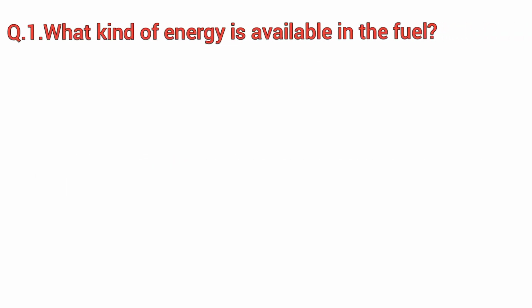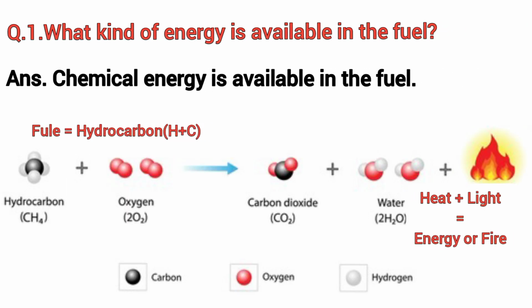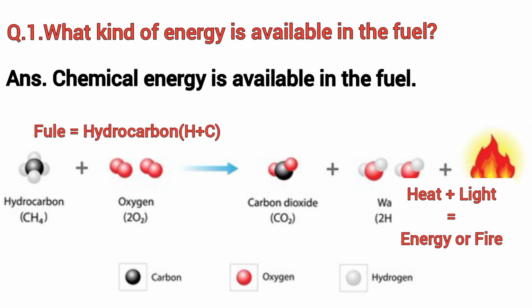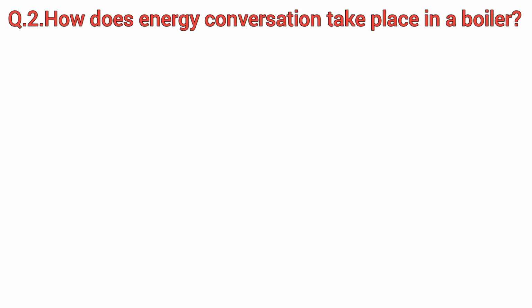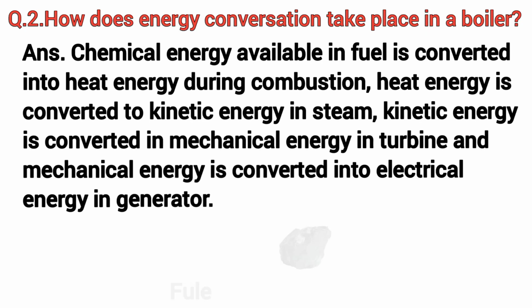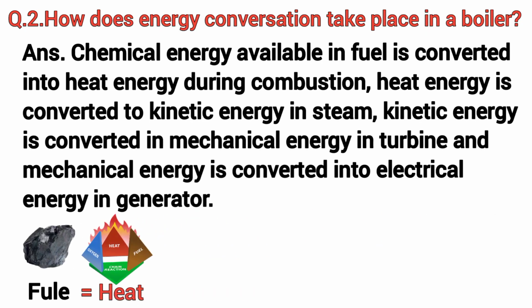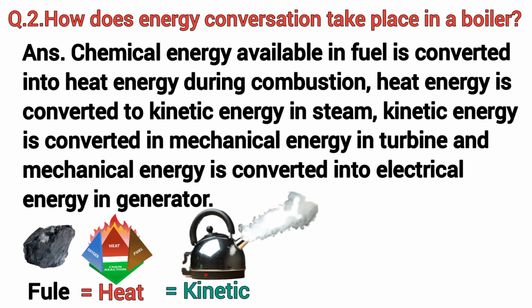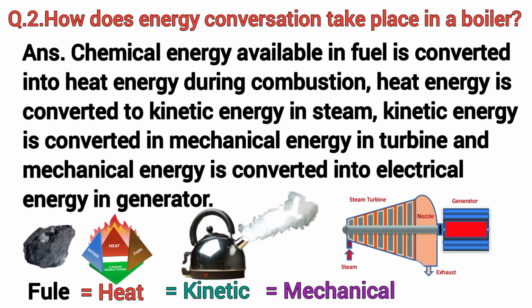What kind of energy is available in the fuel? Chemical energy is available in the fuel. How does energy conversion take place in a boiler? Chemical energy available in fuel is converted into heat energy during combustion. Heat energy is converted to kinetic energy in steam. Kinetic energy is converted into mechanical energy in the turbine, and mechanical energy is converted into electrical energy in the generator.